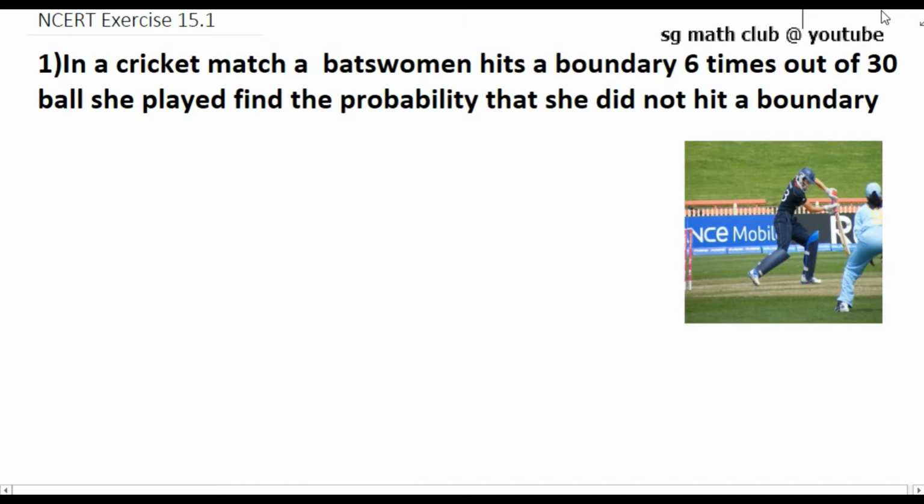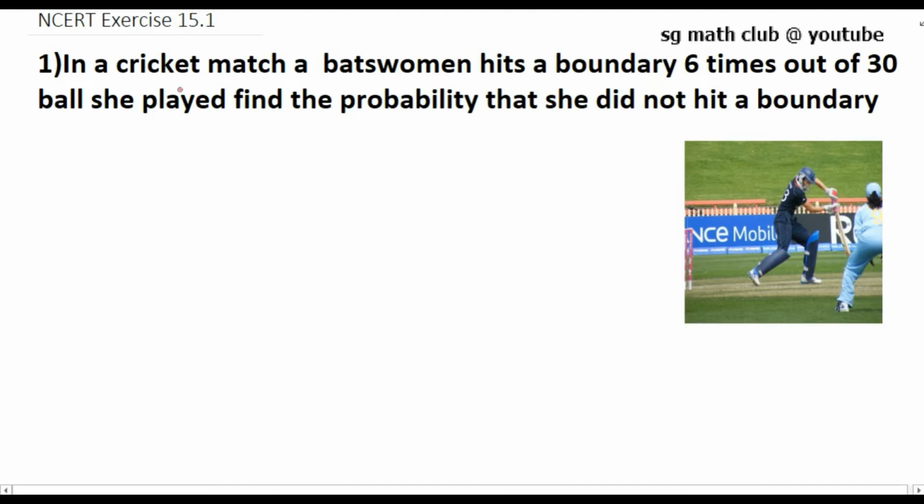We have already studied empirical probability, or experimental probability. In empirical probability, or experimental or statistical probability, we actually conduct the experiment and the result will be based on the actual experiment. The formula to find empirical probability is the number of trials in which the event happened divided by the total number of trials. In today's video, we will do some problems based on that.